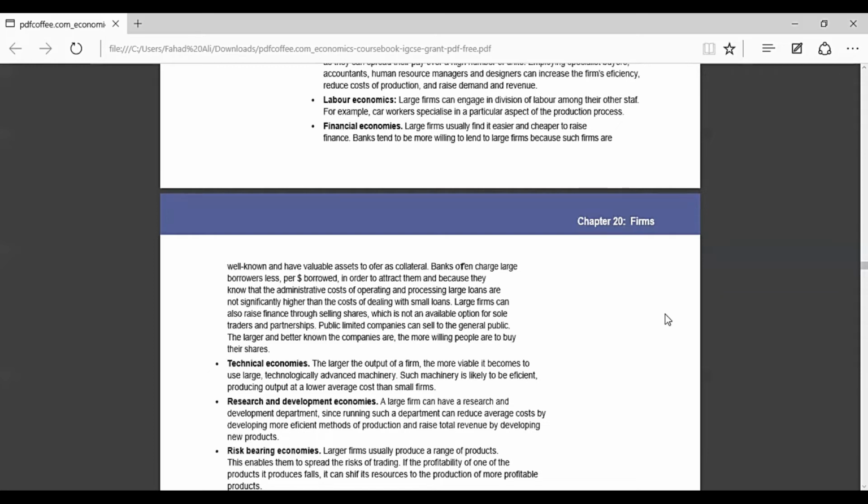What if the business has less labor but more capital? In that case, it will not include this point, because obviously it will not be relevant to the business.